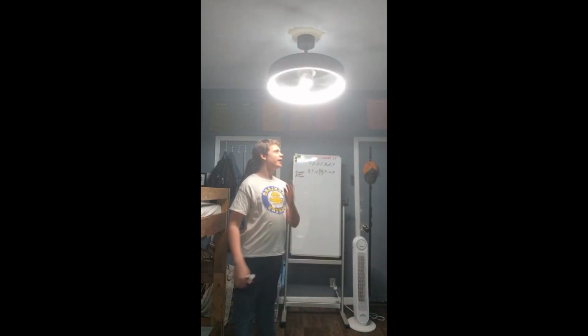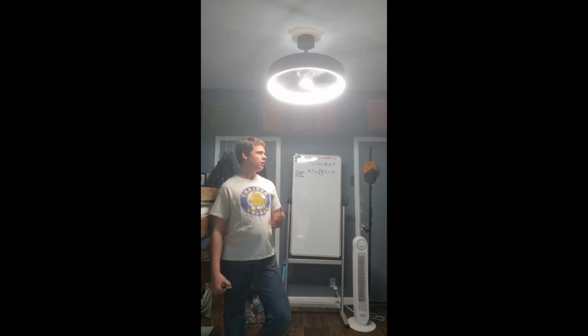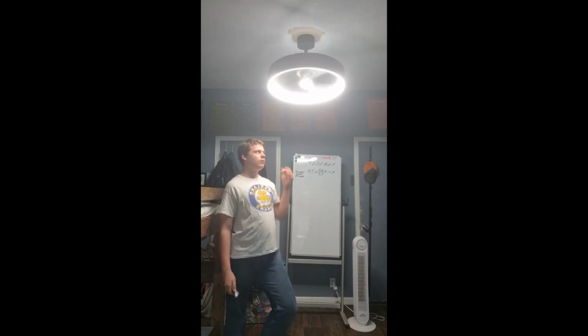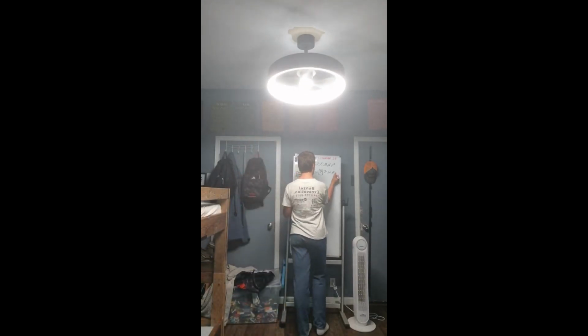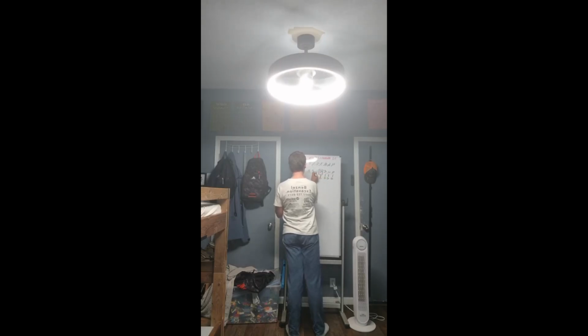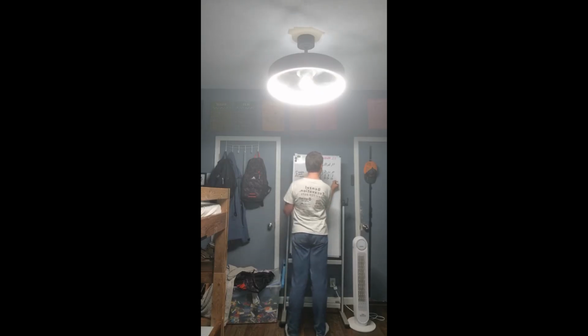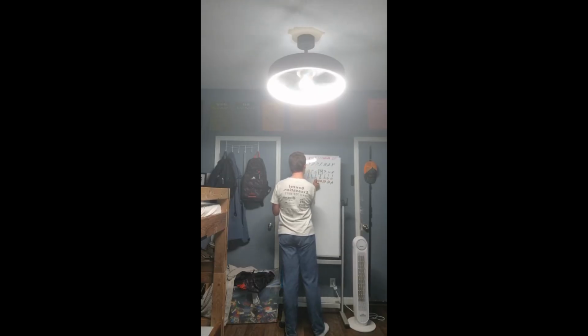Okay, so let's think. What happens if each number is doubled? Well, I will multiply each number by 2. Multiply that by 2, multiply that by 2, and multiply that by 2. Which will equal 6, 8, 10, 10, 12, 14, 16.